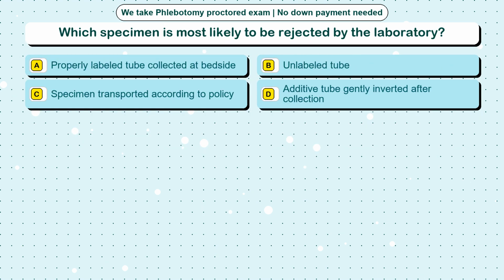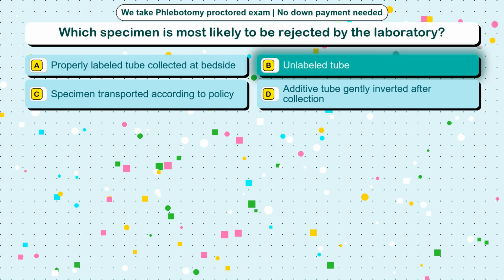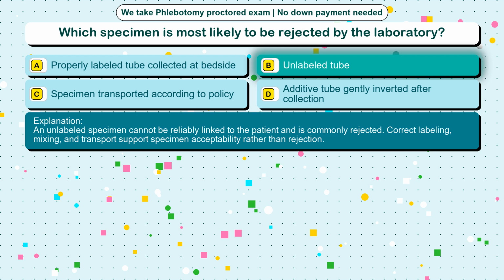Question 87. Which specimen is most likely to be rejected by the laboratory? Option A. Properly labeled tube collected at bedside. Option B. Unlabeled tube. Option C. Specimen transported according to policy. Option D. Additive tube gently inverted after collection. The correct answer is option B. Unlabeled tube. An unlabeled specimen cannot be reliably linked to the patient and is commonly rejected. Correct labeling, mixing, and transport support specimen acceptability rather than rejection.